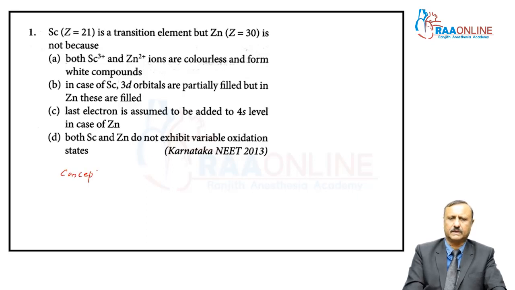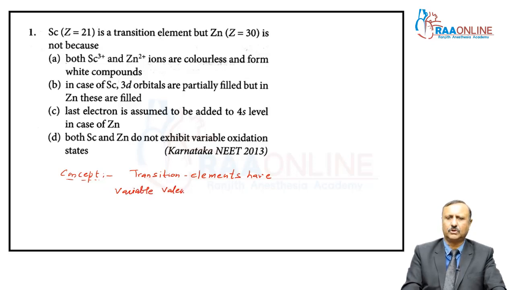Why are these D block elements called transition elements? The concept is this, my dear students: transition elements have variable valency. We can see here transition elements have variable valency. So when variable valency is present in elements, then these are called transition elements, because variable valency is there.